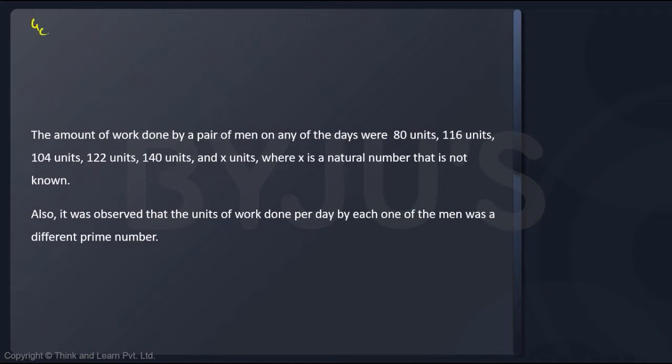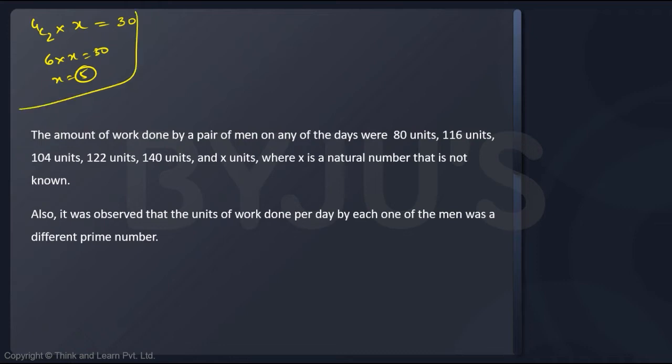So 4C2, and how many days will they work in a month? The total should be equal to 30. So 6 pairs times X should be equal to 30, or X is 5. So every pair is working for 5 days, like that 6 pairs working for totally 30 days.